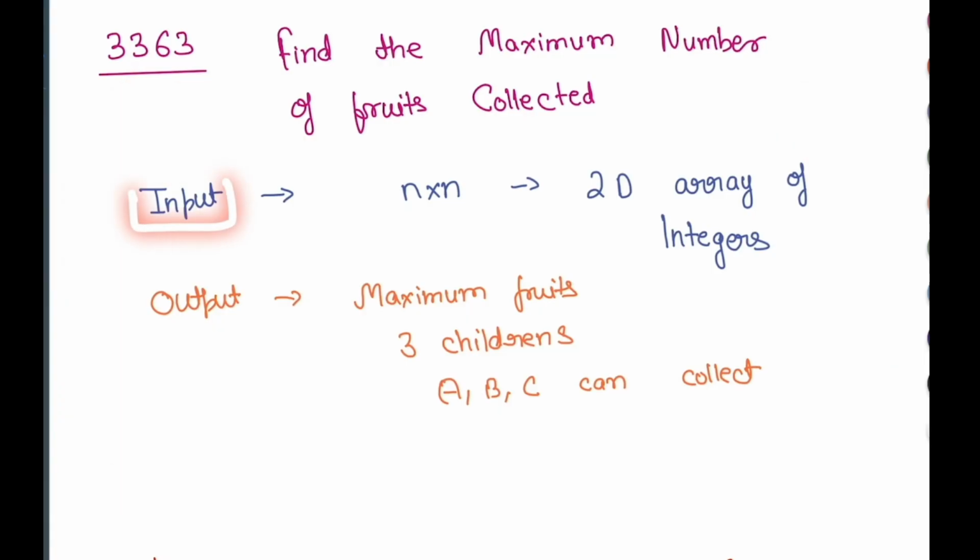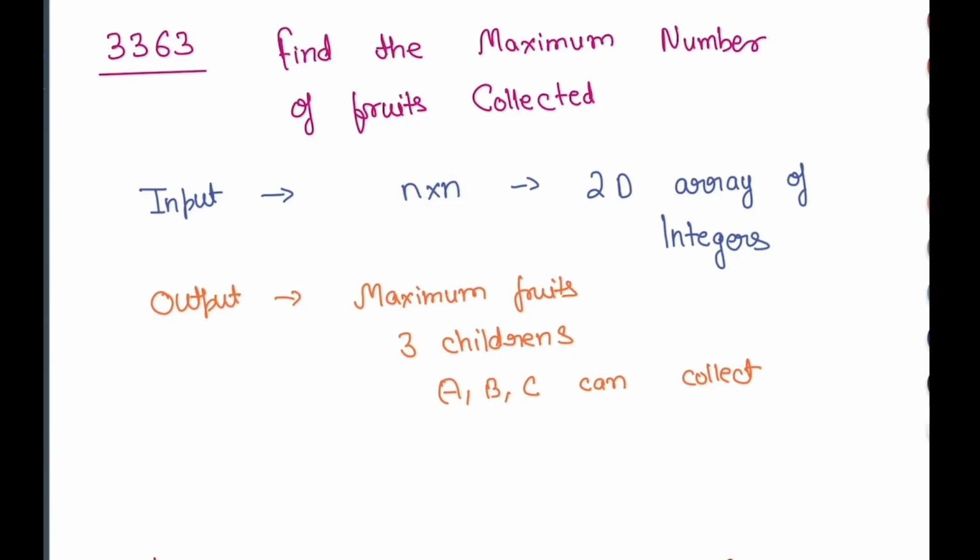The given input in the problem is an n by n 2D array of integers. So there is an array which is two-dimensional, and the dimensions of this array are n by n. So basically the number of rows and the number of columns in the 2D array are the same. The output we need to give is the maximum number of fruits three children, let us say the children are A, B and C, can collect. Every value in this n by n matrix represents the number of fruits at that particular point.